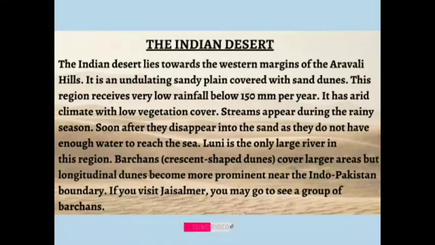So it has an arid climate, that is dry climate, and the vegetation, the plants and trees, is also very low. Very few plants and trees are found there. Streams appear during the rainy season, but after that they soon disappear into the sand as they do not have enough water to reach the sea. So there is only one river, that is Luni, the only large river in this region.